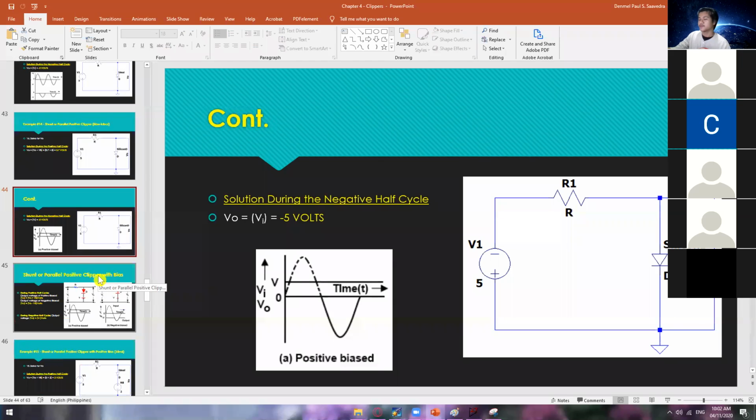Okay, so any questions so far regarding the non-ideal example for the parallel positive clipper? None, sir.